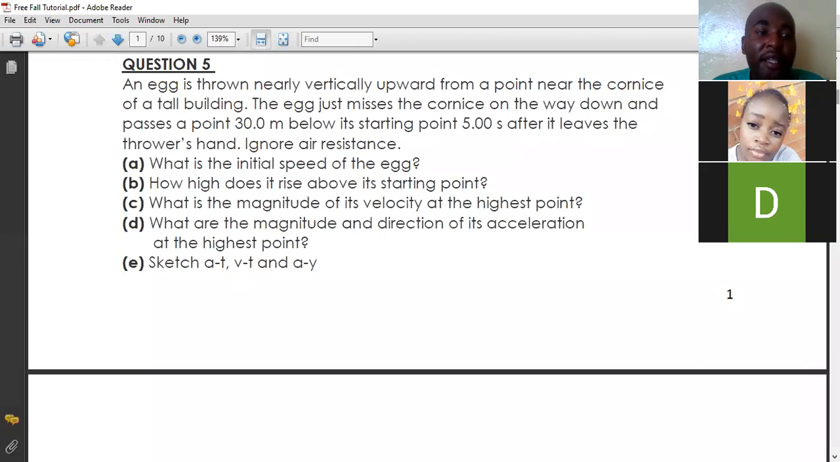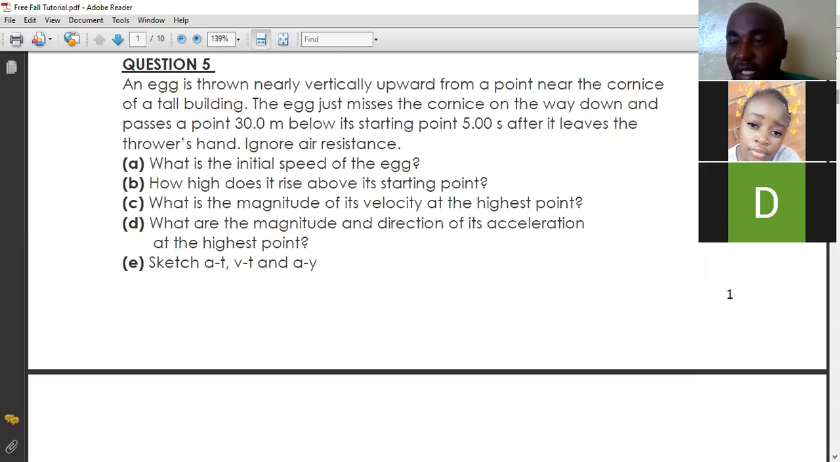An egg is thrown nearly vertically upward from a point near the cornice of a building. Remember, things are not just mentioned anyhow in physics, so the cornice is the reference point. The egg just misses the cornice on the way down and passes a point 30 meters below its starting point 5 seconds after it leaves the thrower's hand. You ignore air resistance, which we always do.